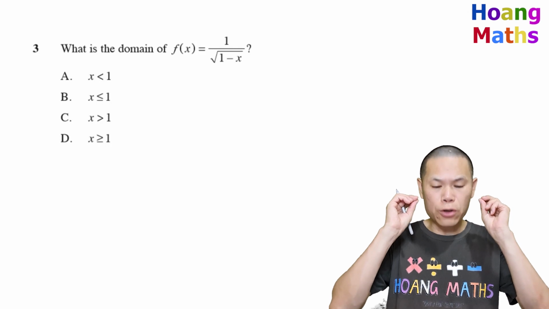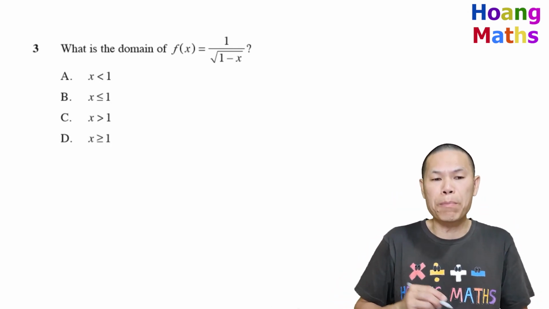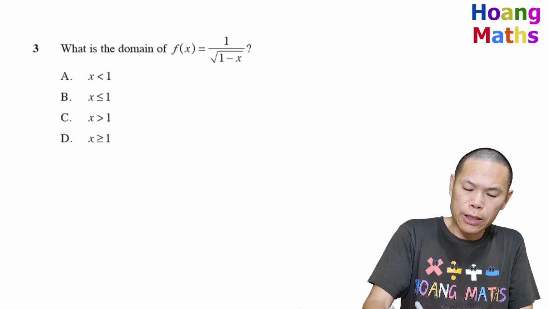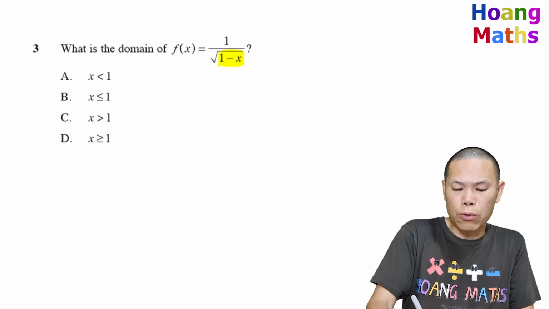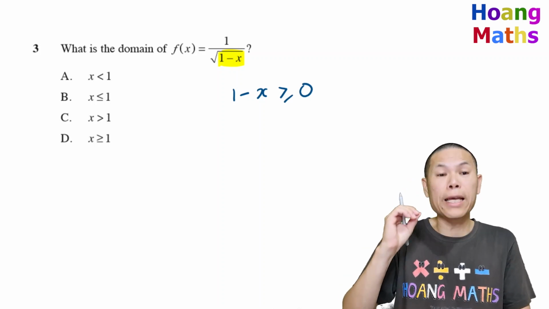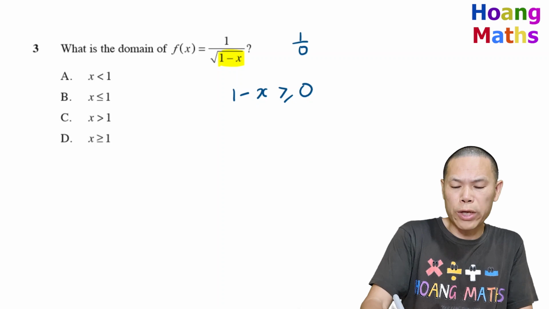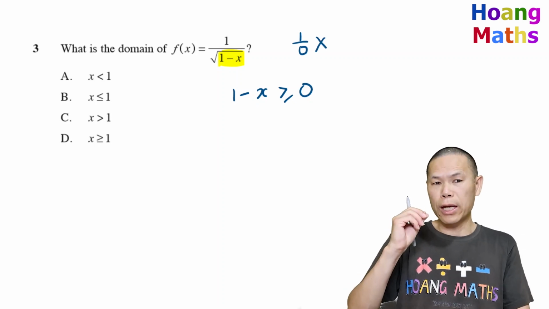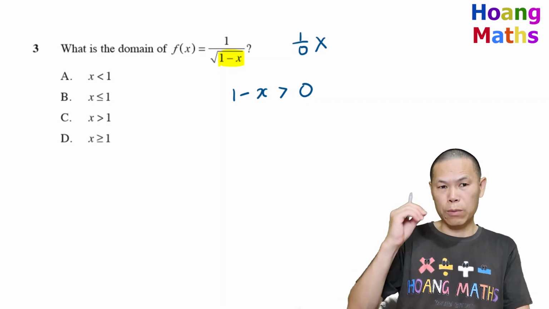Question number 3. We need to find the domain for this function. We know that we cannot square root a negative number. In other words, the expression inside here must be greater than or equal to 0. So 1 minus x is greater than or equal to 0. But when 1 minus x is equal to 0, that becomes 1 divided by 0, and we cannot divide by 0. So therefore, this must be greater than 0. Keep that in mind.